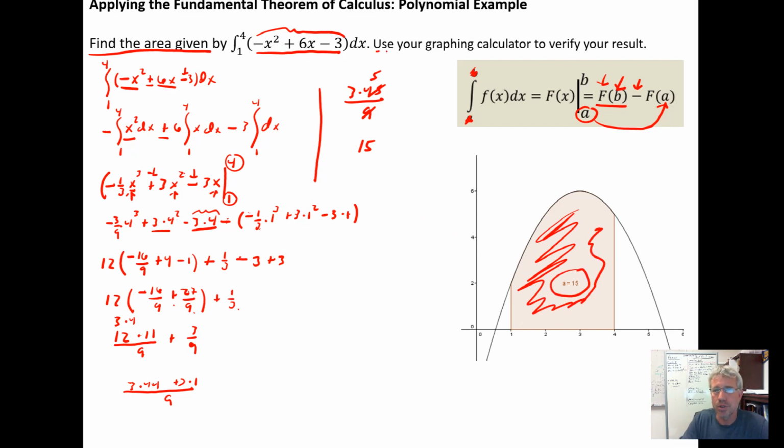Now here it says use your graphing calculator to verify the result, which I did beforehand, so I would have a check on my work. In the next video, I'm going to show how to use GeoGebra to produce this calculation, so you can use GeoGebra in order to check your work when you're working with definite integrals.